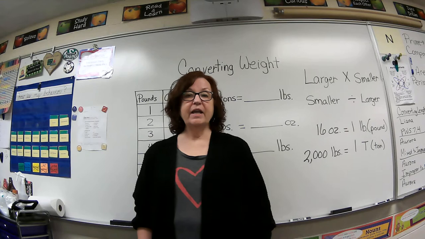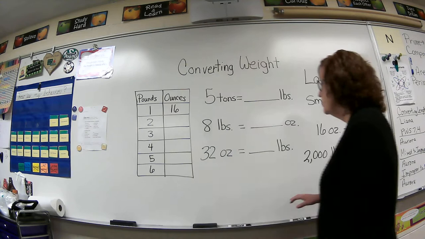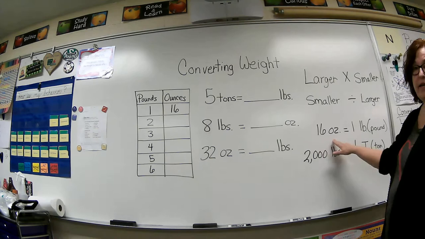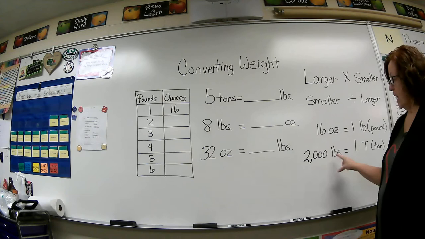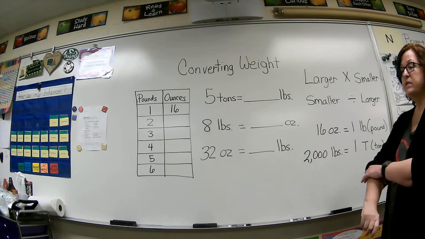All right, so I have some examples here on the board. It's also important to remember, you might want to write this down in your math notebook, that 16 ounces equals 1 pound, okay? And there are 2,000 pounds in 1 ton, okay? So we got ounces, pounds, and tons. Not so many to think about, at least. And so we're going to be working with this.